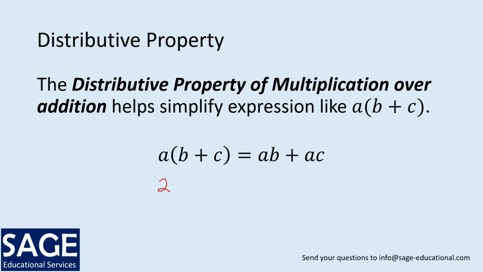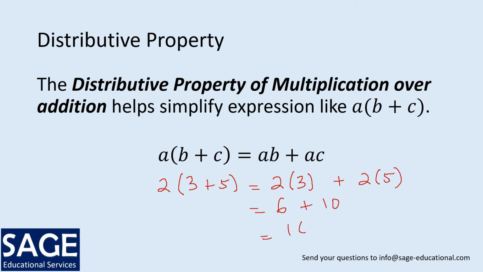So if I want to do 2 times (3 plus 5), I can say, according to the distributive property, this is equal to 2 times 3 plus 2 times 5, which is 6 plus 10, which gives me 16. So this is the distributive property and how you can use it for simplifying expressions.